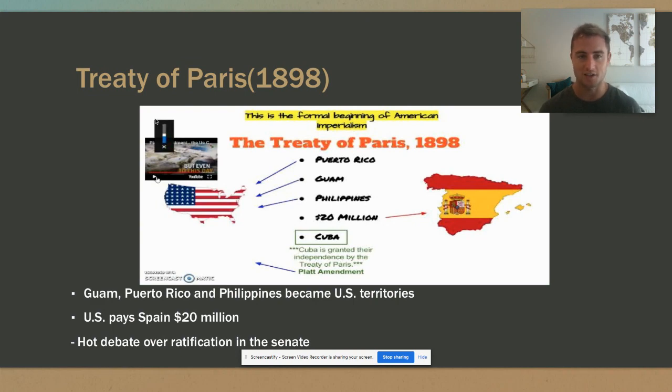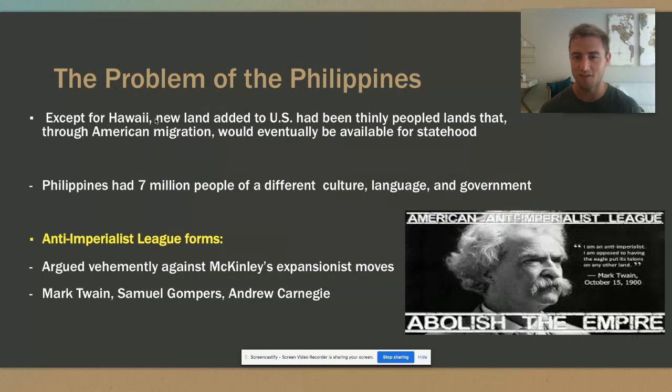And why is it such a debate? It's because we have a different situation than the U.S. has had before when it comes to gaining land, except for Hawaii, which has just been added to the Union. When the U.S. has come in and gained more land, for instance, the Louisiana Purchase or the Mexican-American War, the Mexican Cession, it was thinly populated and it was connected to the United States. This is a very different situation after the Spanish-American War. The Philippines have 7 million people there. They're a different culture, language, different government. This is certainly empire building, right? This is very different than before.